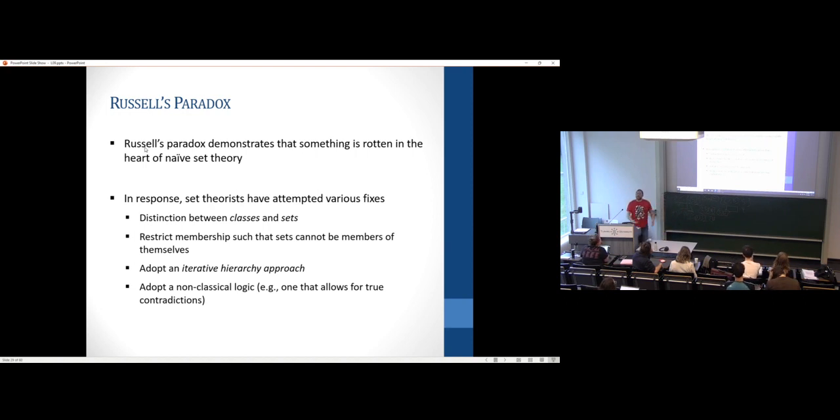One thing we can do is we might try and offer something like a distinction between classes and sets. This was an initial move to make. But honestly, this doesn't help, because we can just run the same problem with whichever term you like better. Another option is you could restrict membership such that sets can't be members of themselves. This blocks the whole process right off the bat.